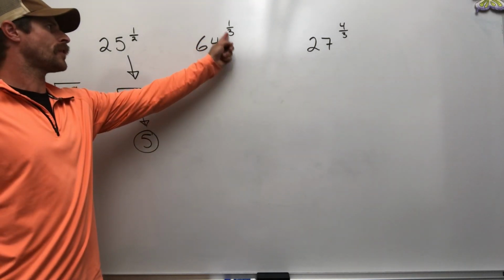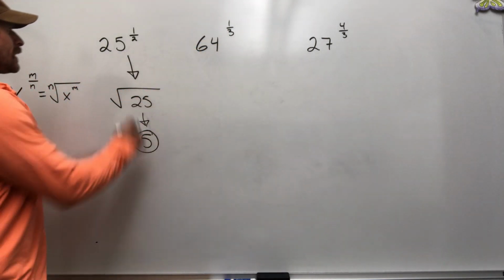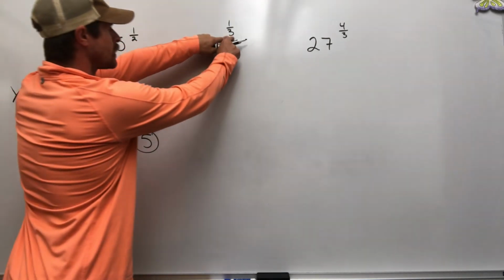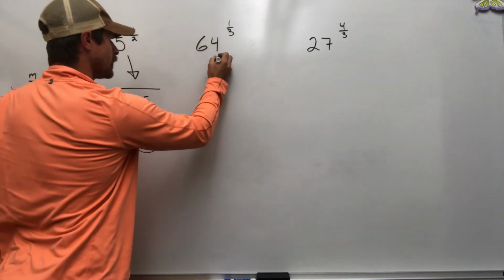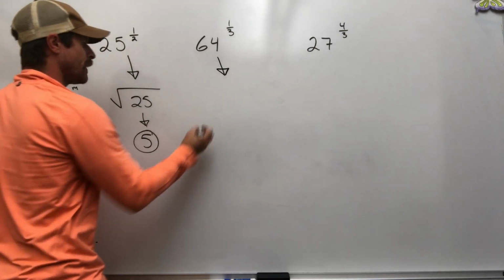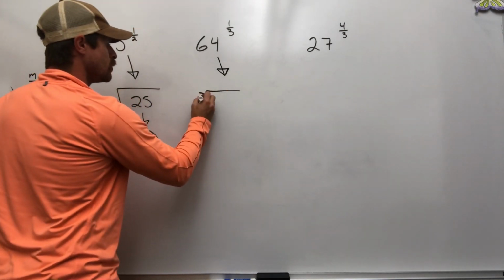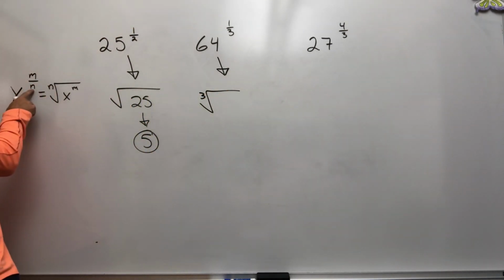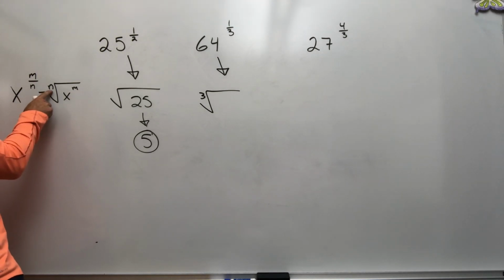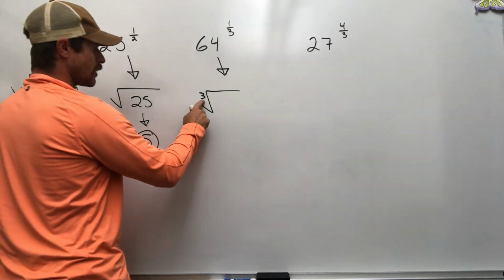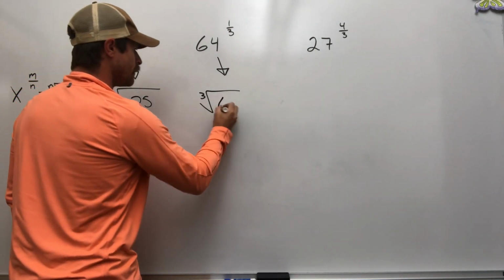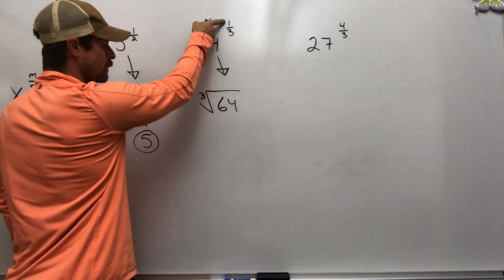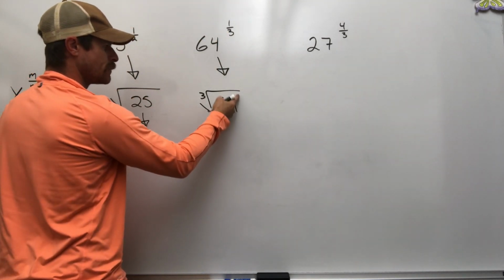64 to the 1/3 power. Now we're not taking the square root. Now we're going to be taking the cube root of this. So if I'm going to take 64 to the 1/3 power, that is the cube root. Remember, the bottom part of the fraction goes outside. That's the root we're taking. So we're taking the cube root of 64. Again, my top number, my numerator, was a 1. No sense in putting a 1 down.